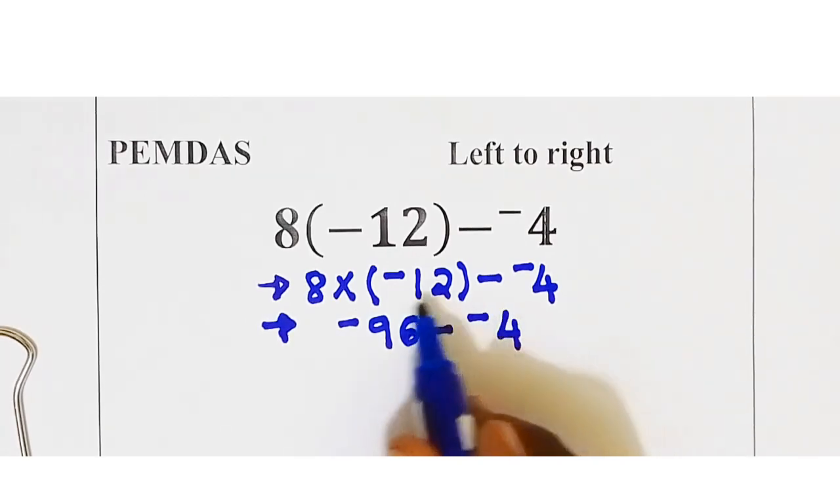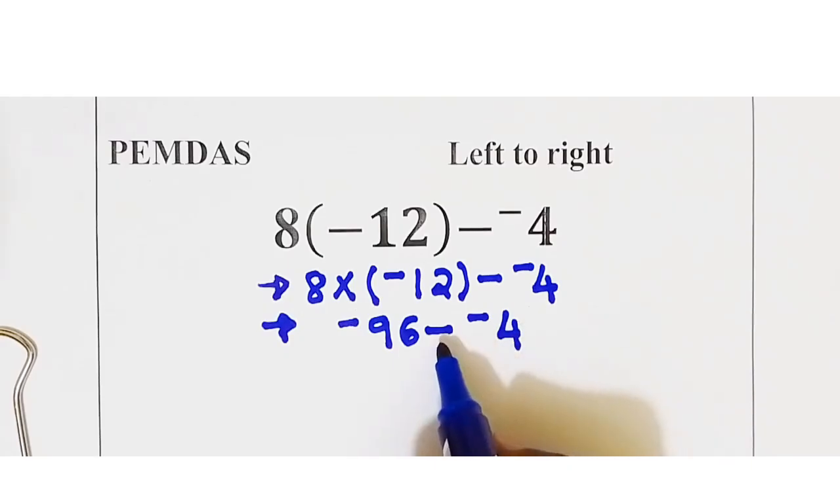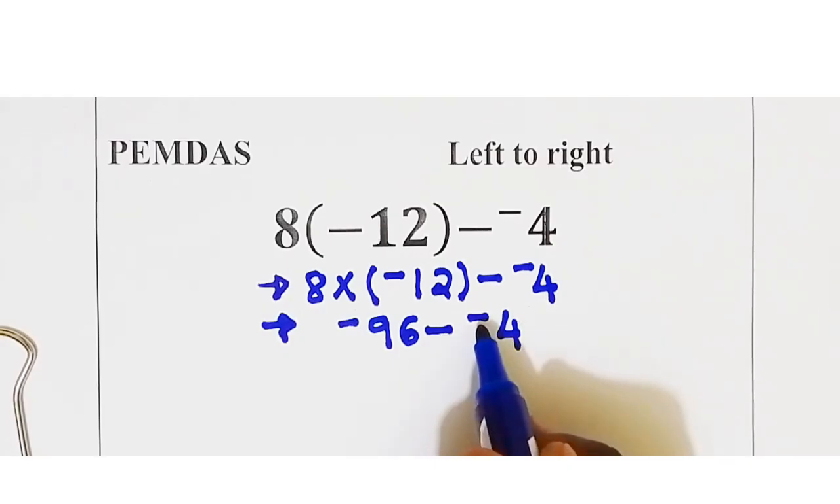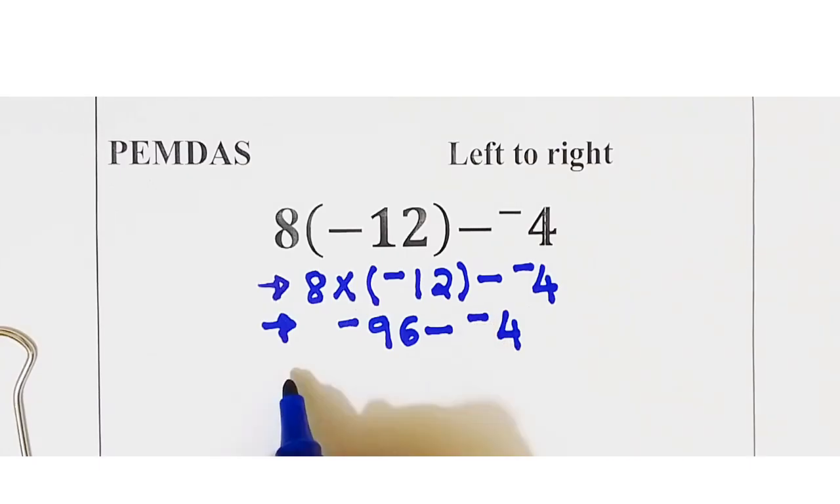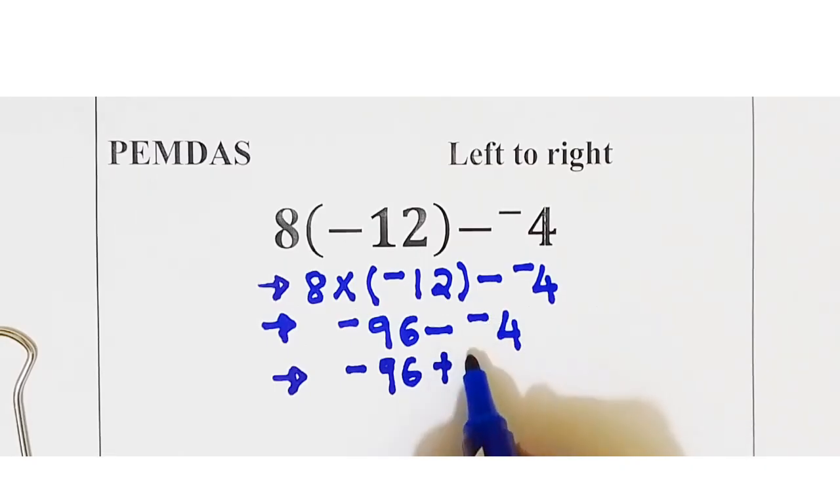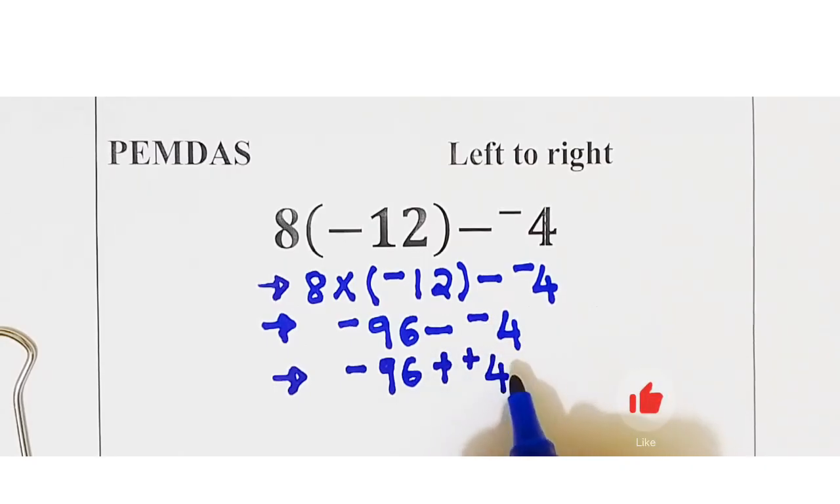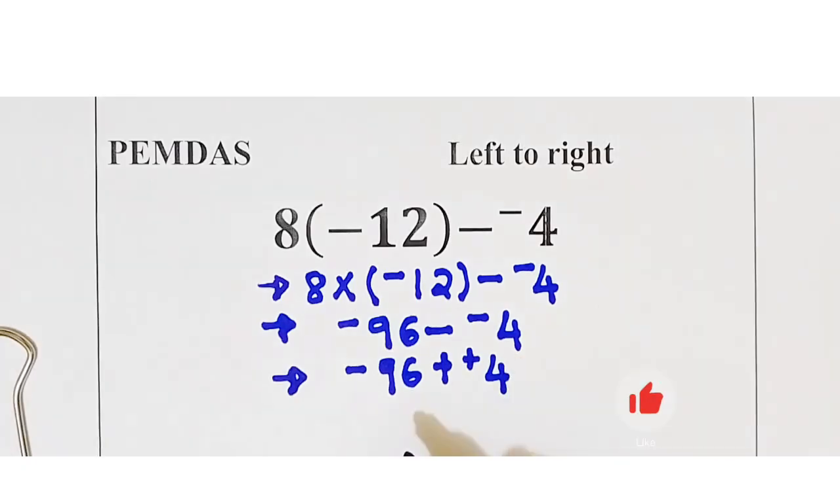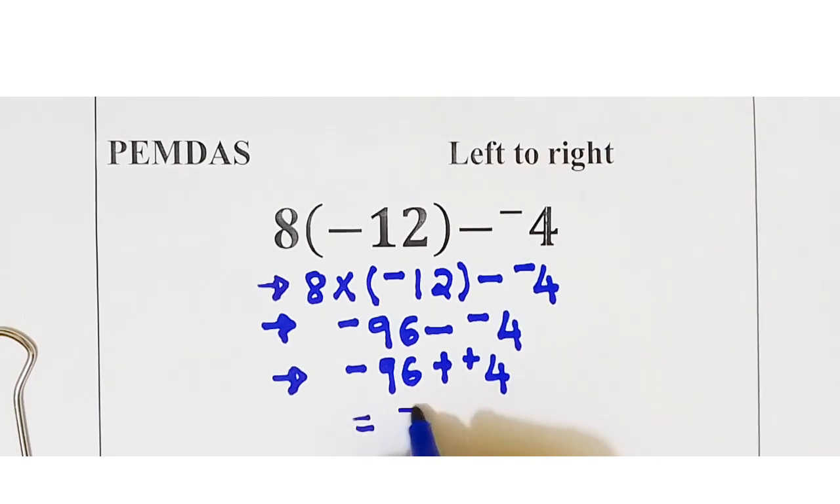For the integer here, I'm going to change this subtraction into addition, and then I'm going to reverse the sign in front. From left to right, minus 96, that is going to be plus, then this is going to be addition, plus 4. Negative 96 plus 4, we are going to get negative 92.